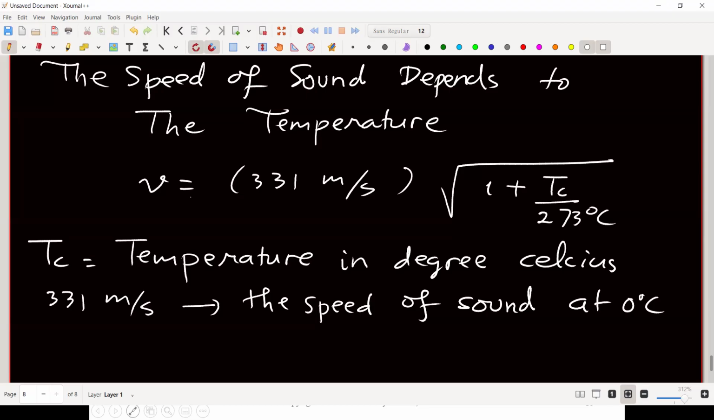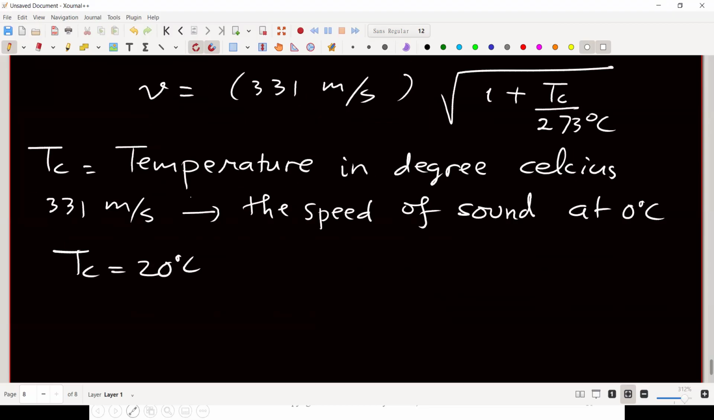Okay. So for example, if we have Tc, for example 20 degrees Celsius, we can calculate the velocity of sound around 343 meters per second. Okay.